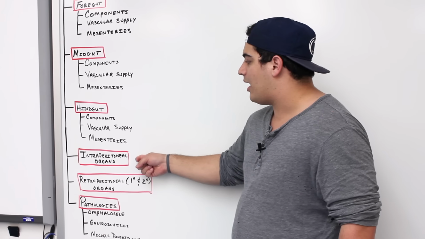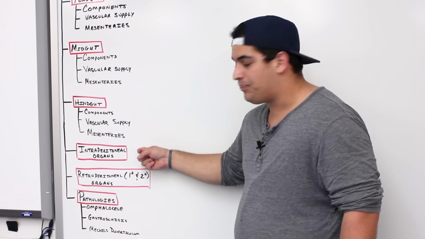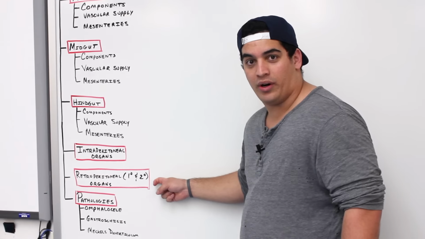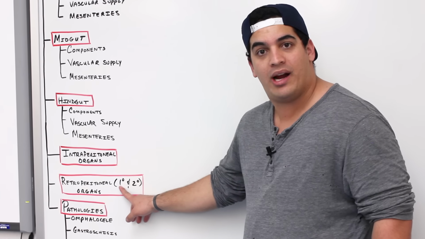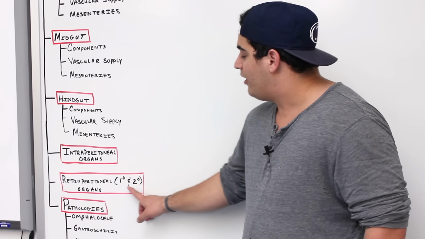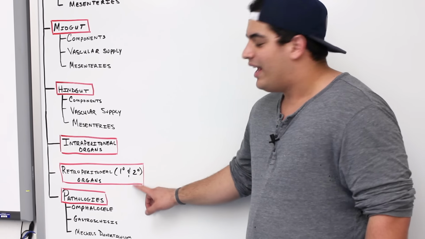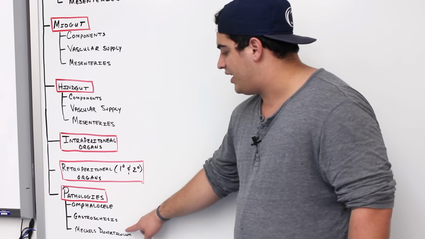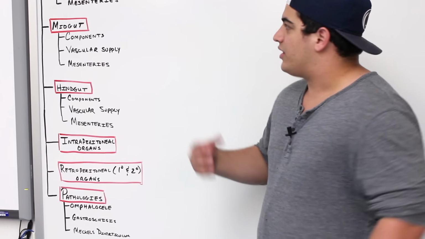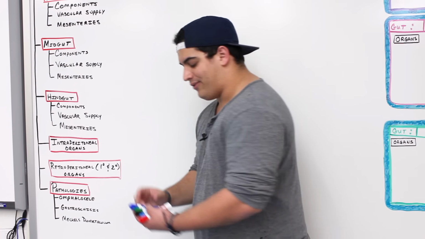Then this is going to be really important. We're going to take a little bit of time talking about intraperitoneal organs versus retroperitoneal organs. And then another thing is we're going to determine the difference between primary retroperitoneal versus secondary retroperitoneal. And then we'll finish off with some cool pathologies like omphalocele, gastroschisis, and then Meckel's diverticulum. So let's go ahead and get started first off on embryonic folding.